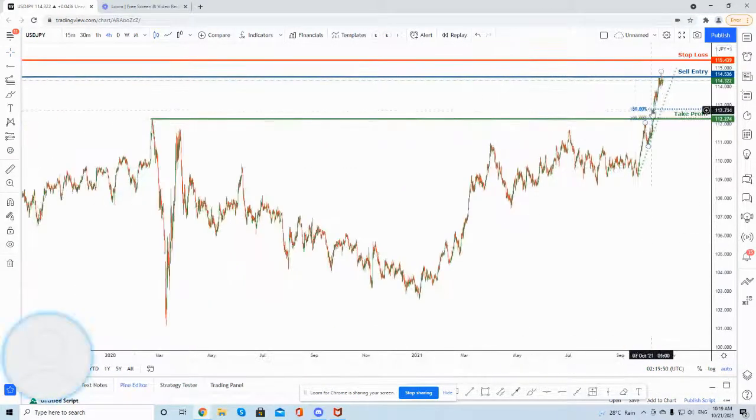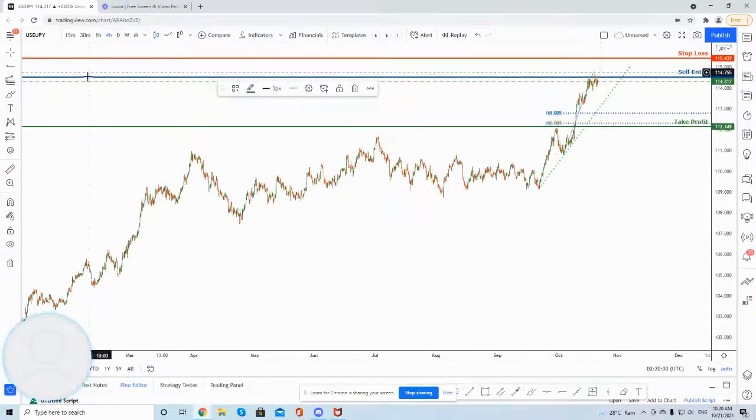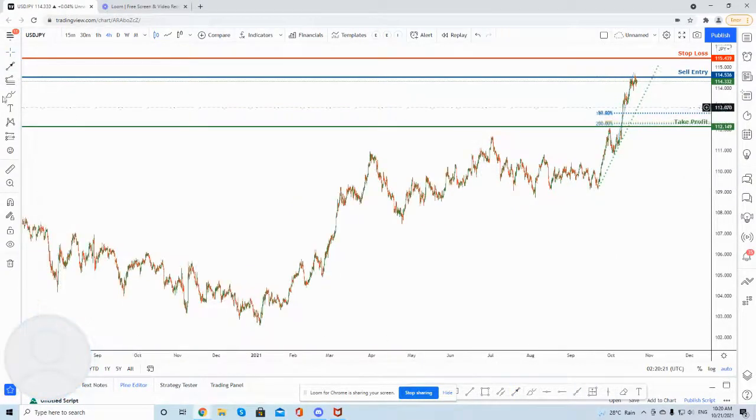Then I'll take a look at these levels too to see if there's any graphical overlap. But there's no graphical overlap here, so I don't think it's as strong a level as the one with the 200% projection and 61.8 retracement. So I'll most probably consider my take profit level to be here. Obviously, as I already said, the ideal situation is for it to break our trend line and trade below our trend line before being sure that there will be a reversal coming.